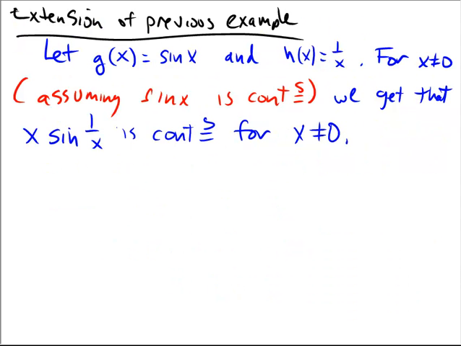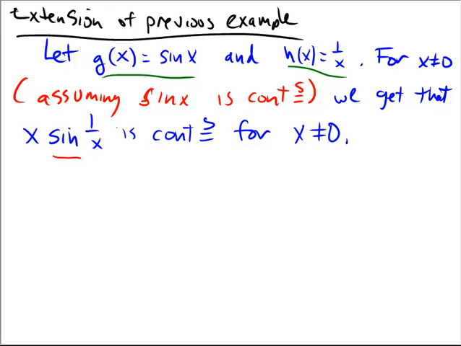Great. Okay, so remember I promised you would refer back to that example from the beginning. Well, let g of x equal sine of x, and let h of x equal 1 over x. Then for x not equal to 0, and assuming, oh yeah, I had to make a note of this, that we are assuming sine of x is continuous. It is, but we didn't really argue that. But for all x not equal to 0, both g of x and h of x are continuous.